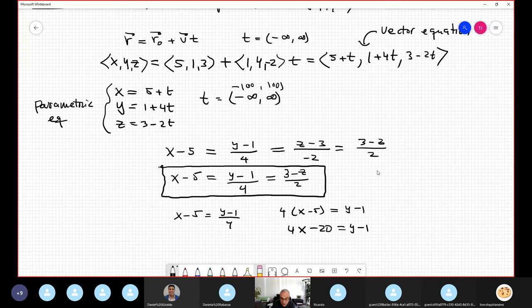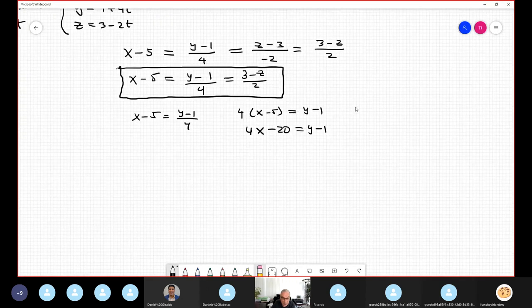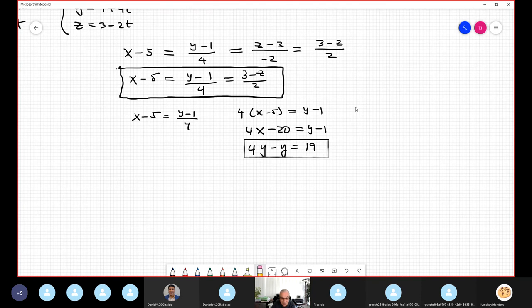Okay, so you organize this equation a little bit, and it says 4x minus y equal negative 1 plus 20, 19, right? Boom. And what is that? This is 4x, right? This is x. What is that? Well, this is a plane. Remember the equation for the plane in algebra is ax plus by plus cz equal d, no? It's a plane. When you represent this in your algebra, you see the plane.